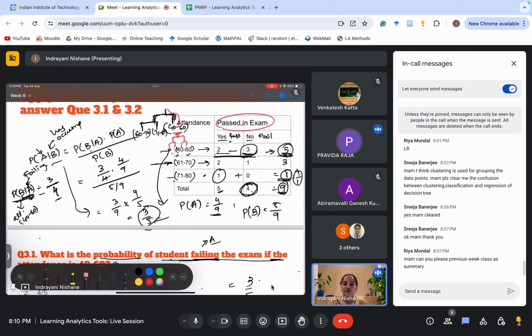So when will we stop? When all the conditions are met, at that time we will stop. This is a very good example here. The attendance of students is between 71 to 80%, and all such students are passing. So we will stop here. We will not divide this further. They are all passing, so that means all the conditions are met. All observations are pass, so they will be part of one group or one cluster.